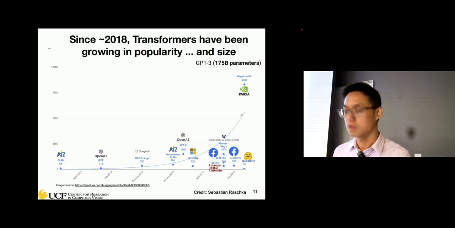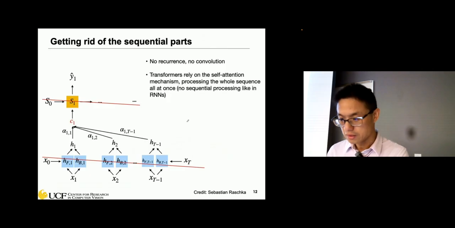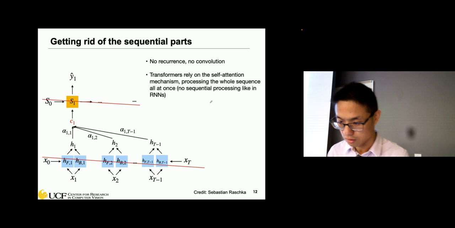The assumption is that if a scaling law exists, you can scale up the number of parameters and the compute, so you get more performance gain. Basically, the transformer architecture tries to get rid of all these sequential parts. We don't have the recurrence that is in the recurrent neural network, and there's no convolution. It relies solely on the self-attention mechanism to process the whole sequence at once.